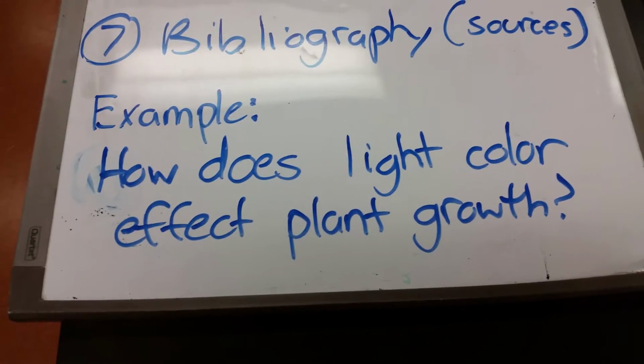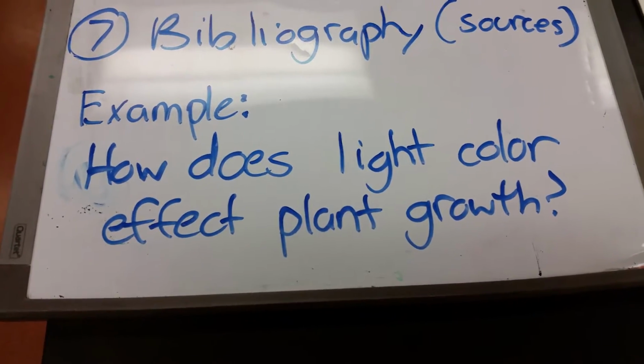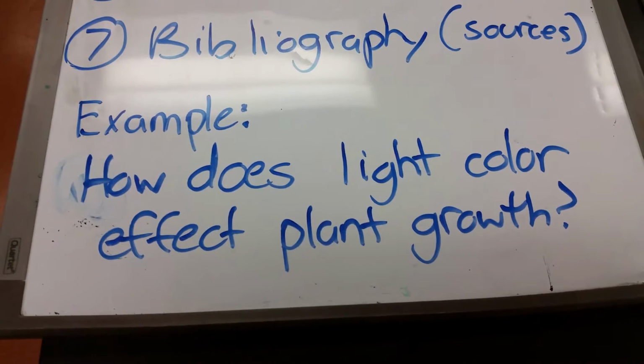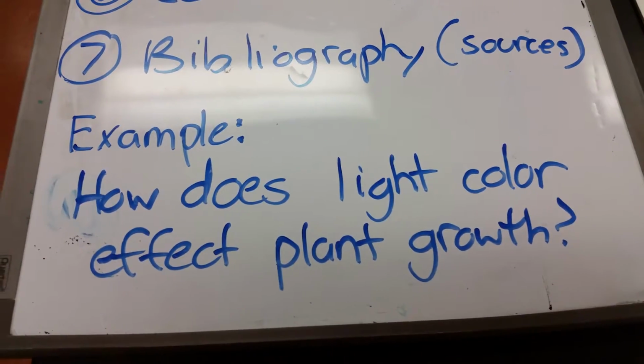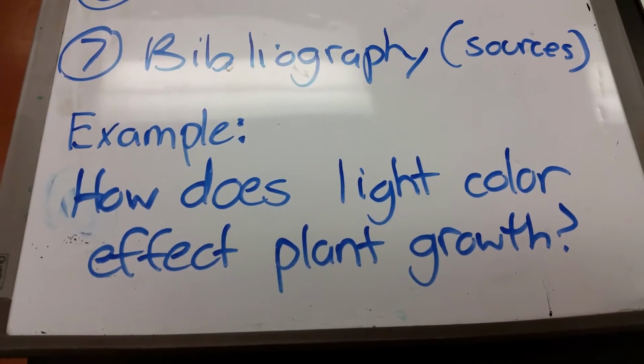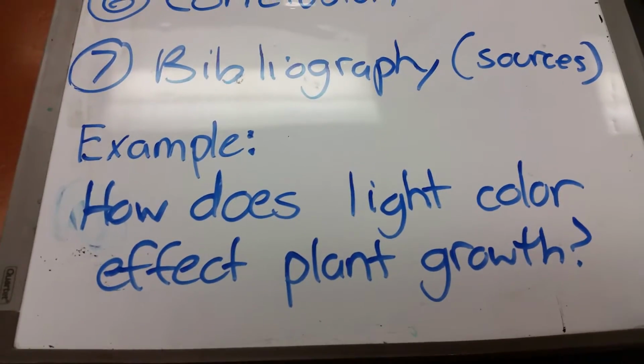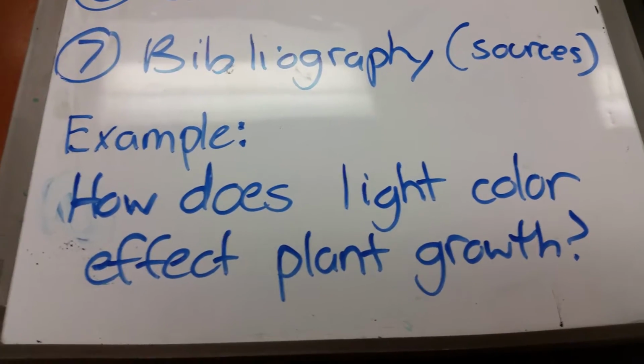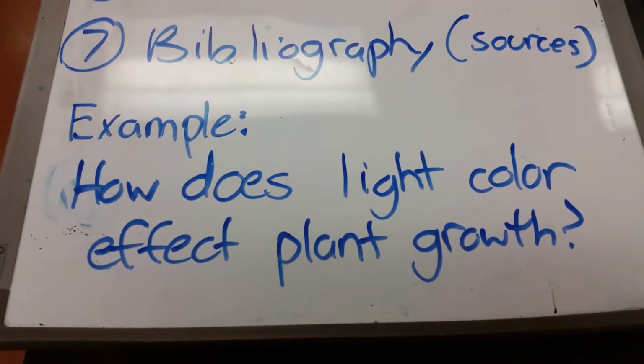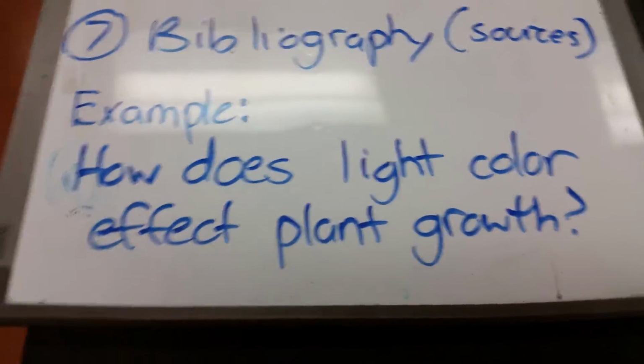How does light color affect plant growth? So now I need to think, well, how am I going to find out about that? I would want to research other experiments that have been done in the past. I would want to research how plants grow and how they take in light. And let's say from my research, I decide that red light is going to have better plant growth than blue light, for example. So that would be where I'm thinking.